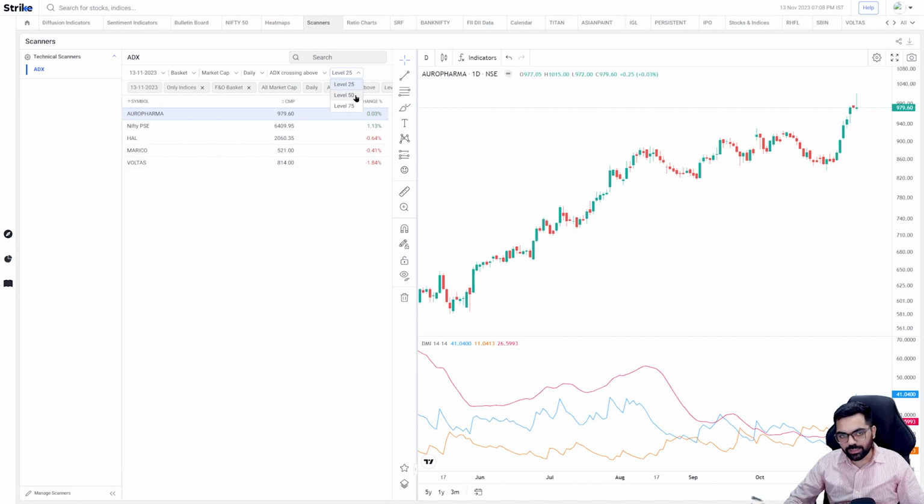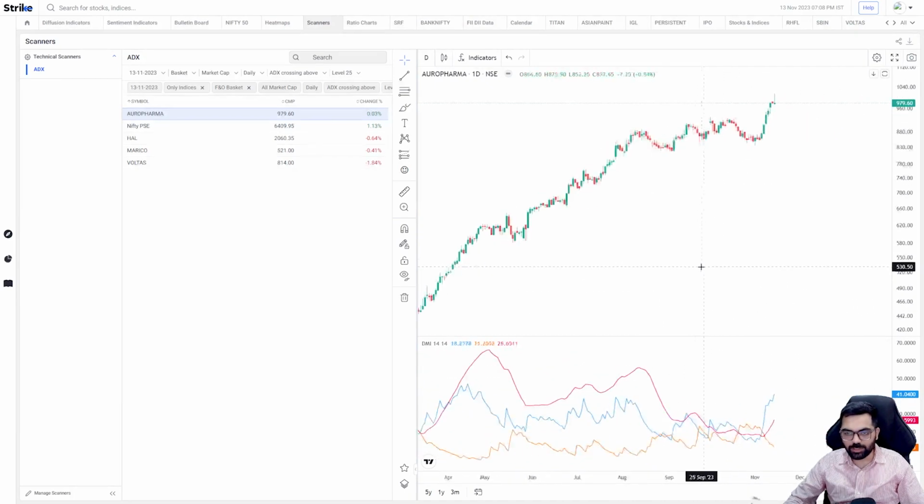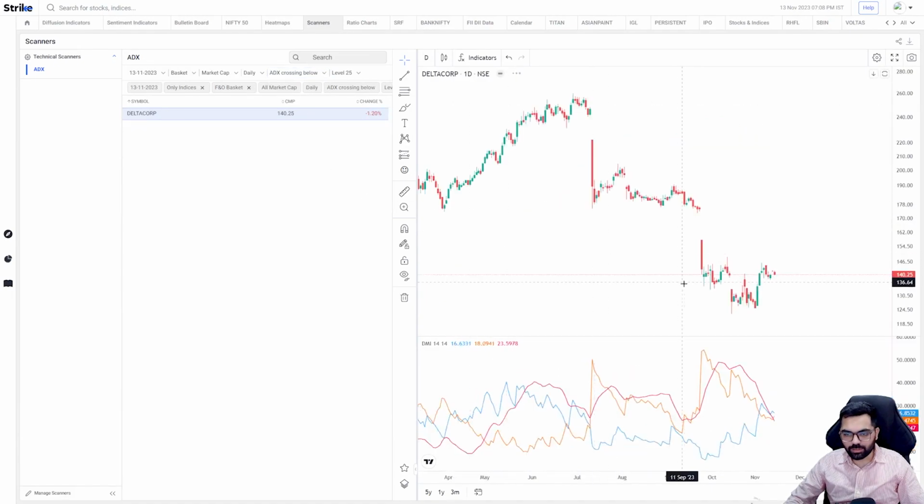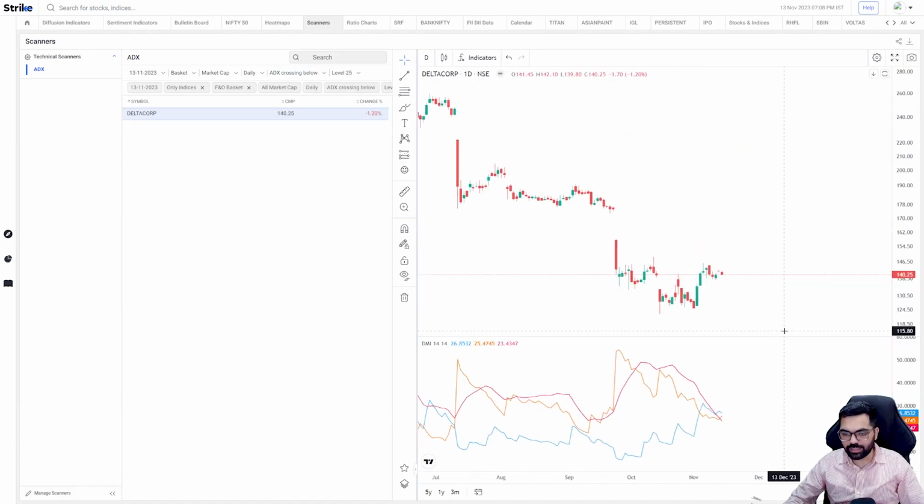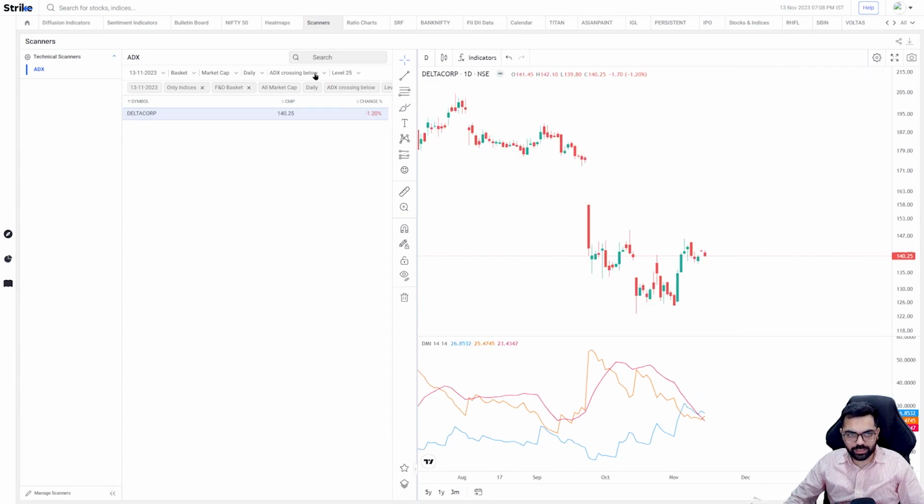Some stocks may be very strong and giving an ADX level higher than 25 or even 50. So a very basic filter can be the ADX crossing above the level 25, which means the stock is going into a trending nature. And the opposite of that is when the ADX is crossing below 25, that is, the trend is getting weaker with respect to ADX.